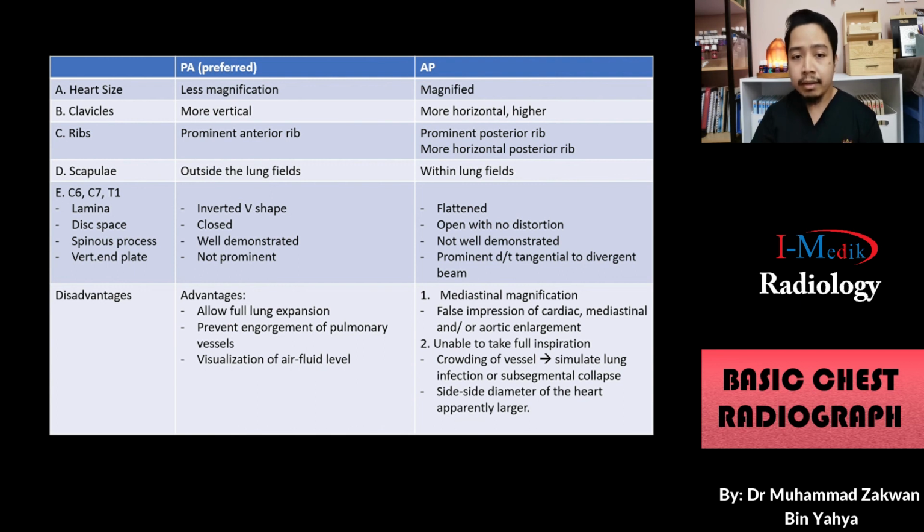And these are the differences between the PA and AP projection. We can see the clavicle will be more vertical. The ribs in the PA will show prominent anterior ribs, and so on.